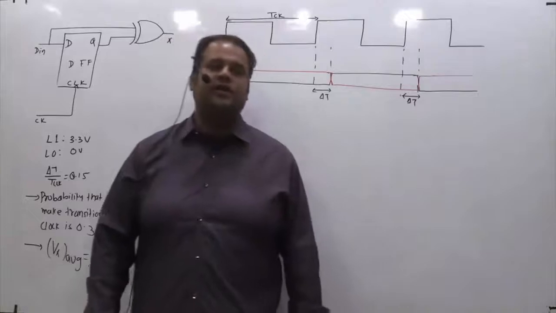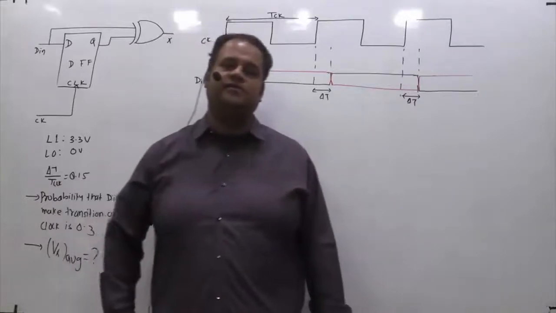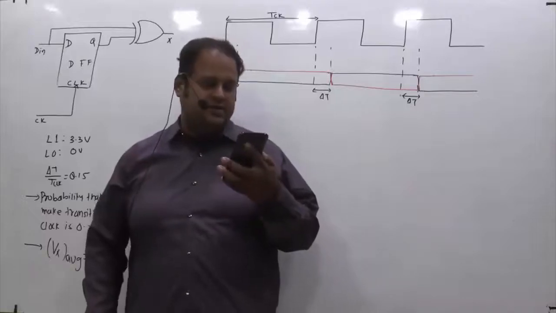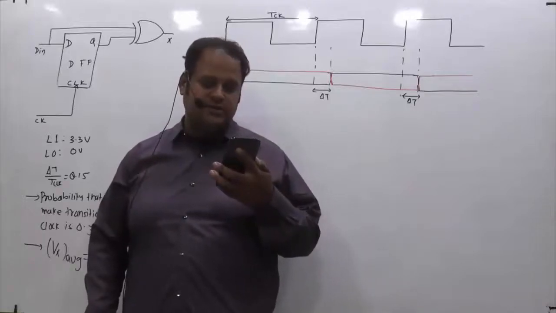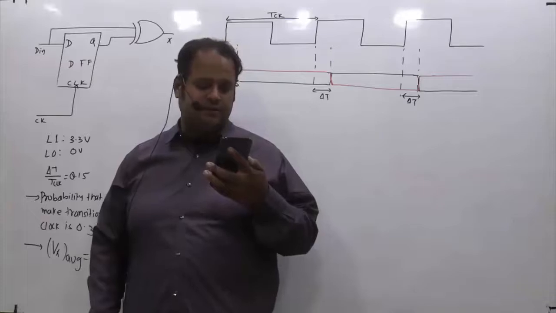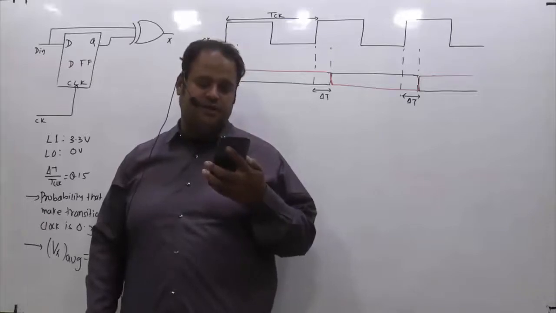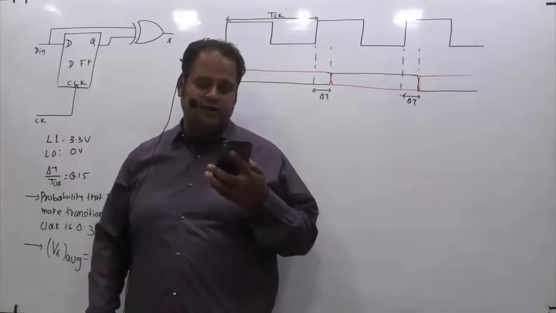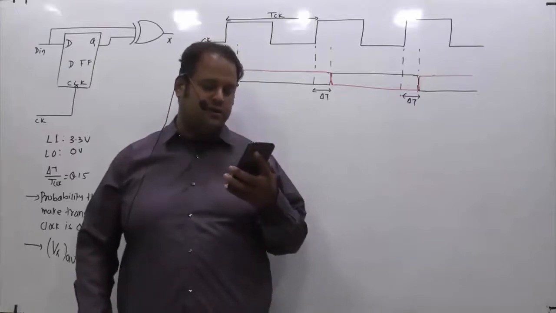This question was asked in GATE 2018 of electronics. This is from digital subjects and from the sequential circuit topic. The question is: in the circuit shown below, a positive edge triggered D flip-flop is used for sampling input data D in using clock CK. The XOR gate output is 3.3 volts for logic high and 0 volt for logic low levels.